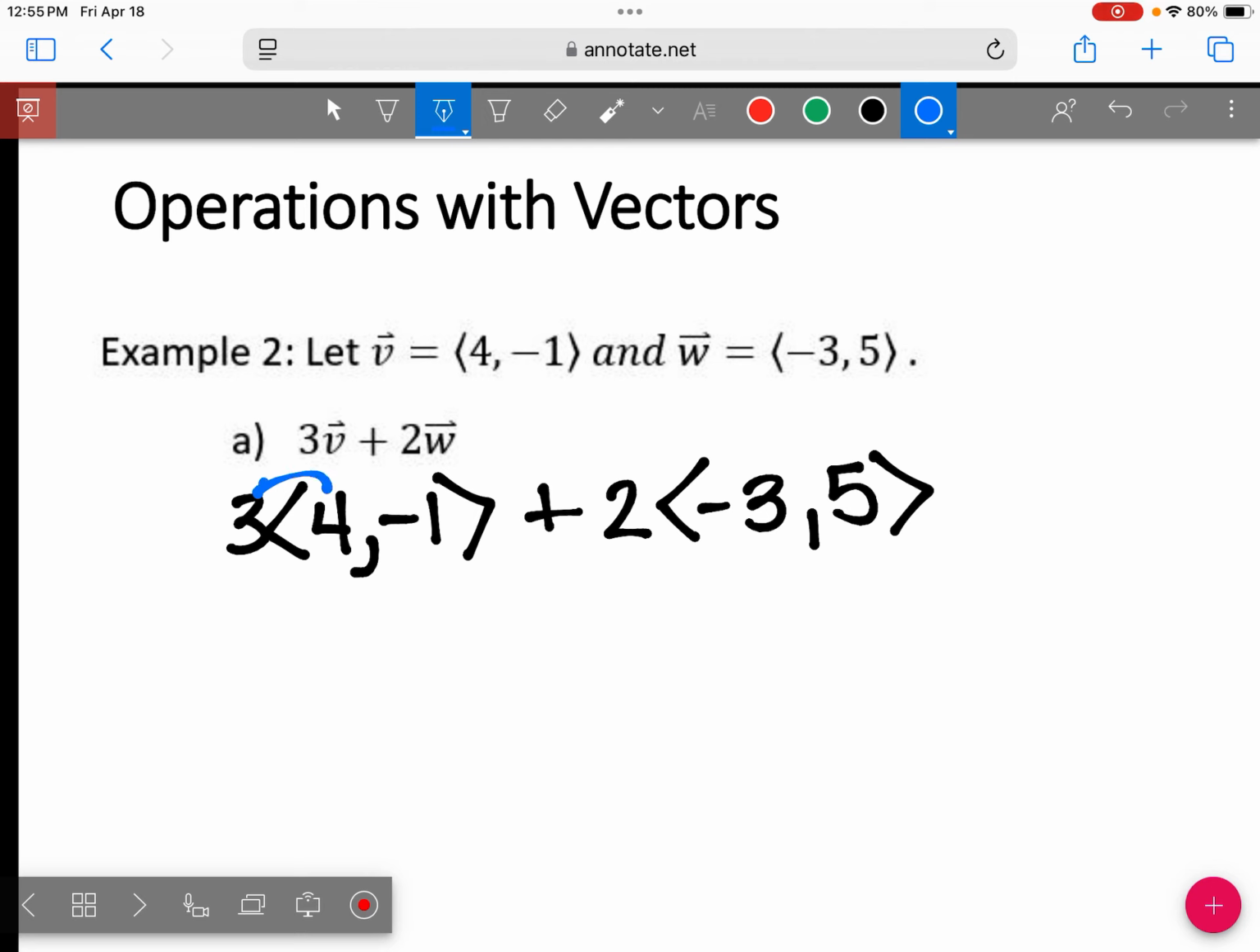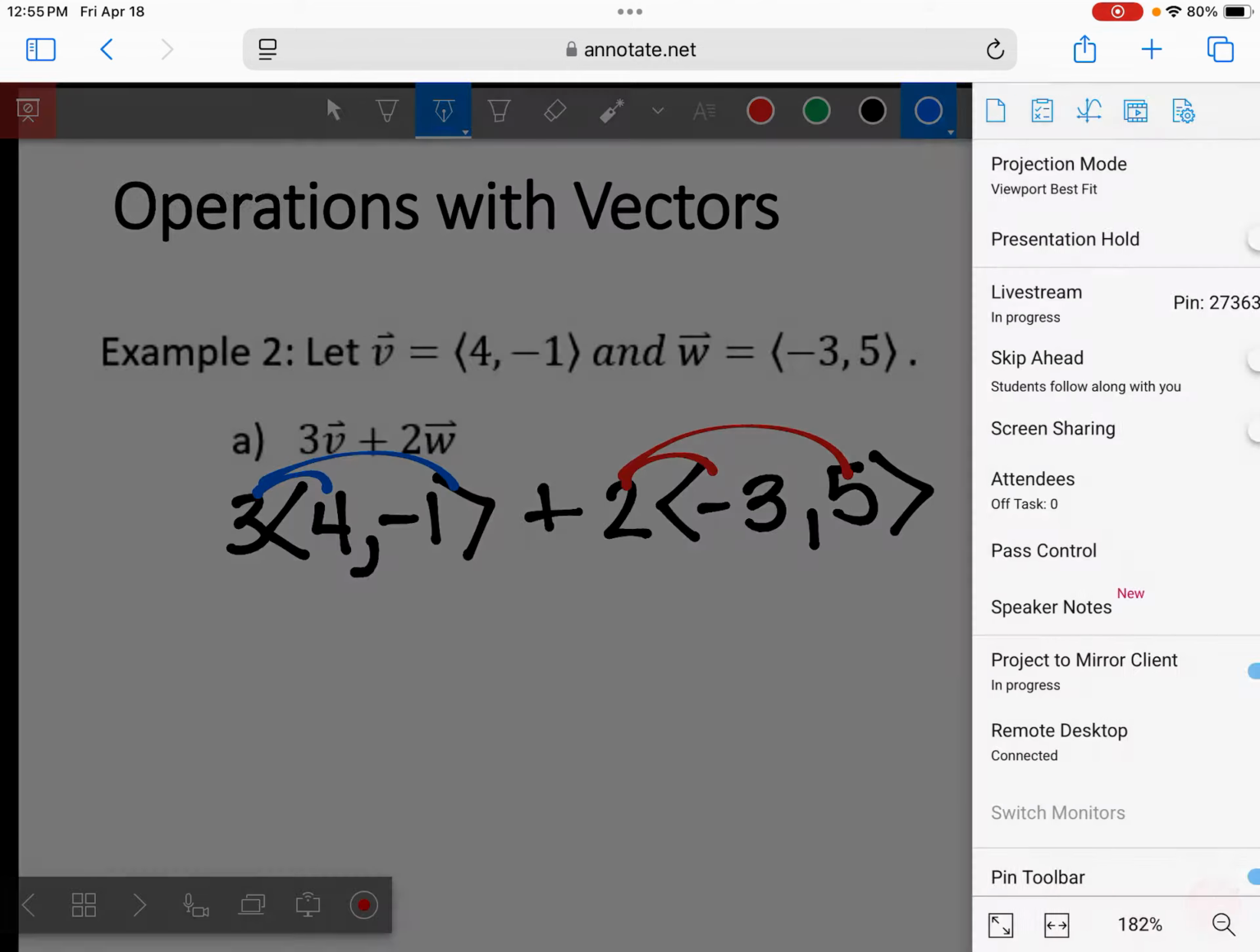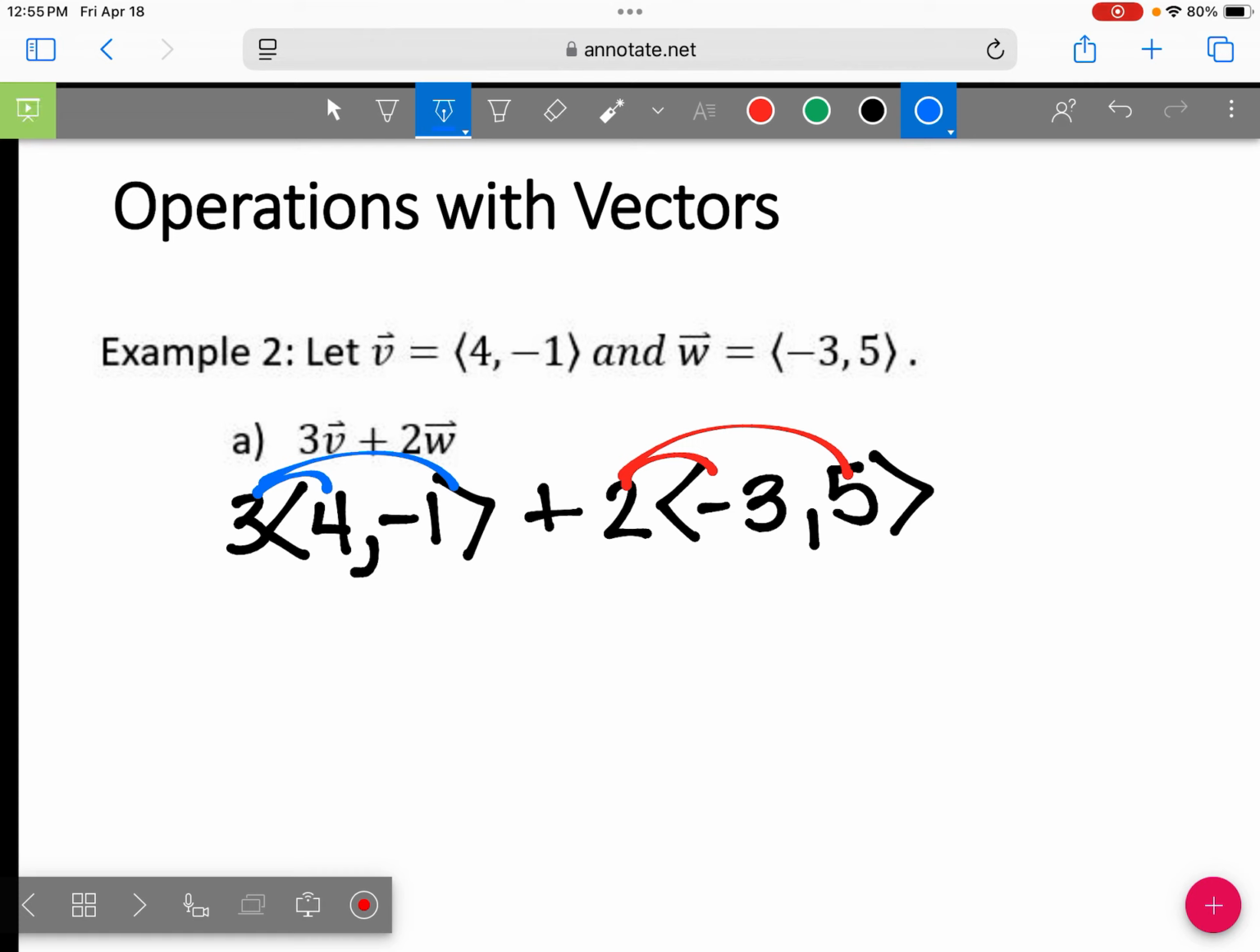So you're going to distribute, and then add. I'm going to give you a couple minutes to try to do it on your own. I'm going to freeze my screen, then I'll put up the answer shortly. So we have to distribute first, and then we have to add.